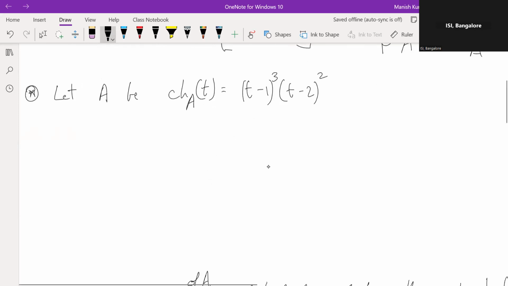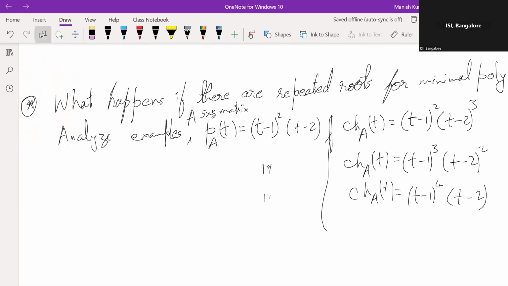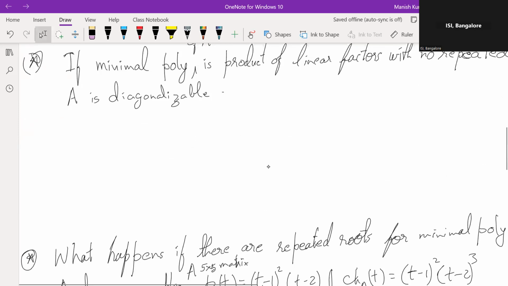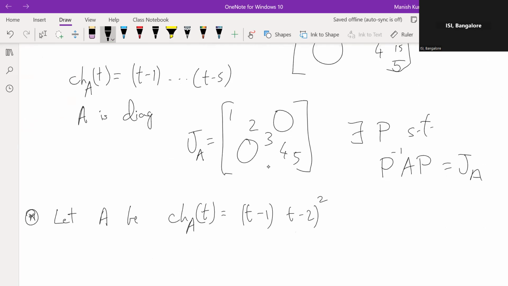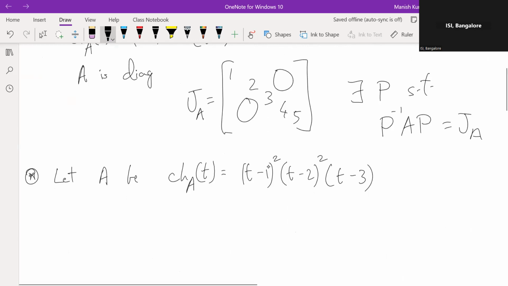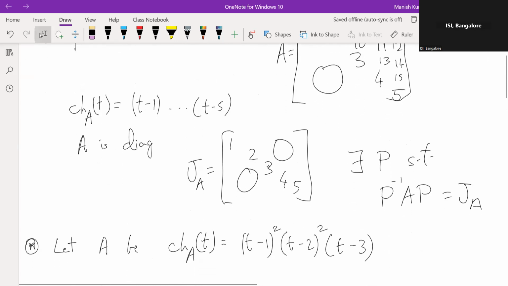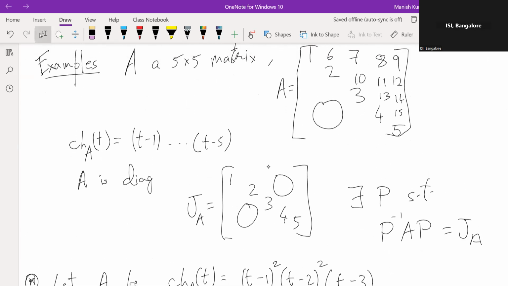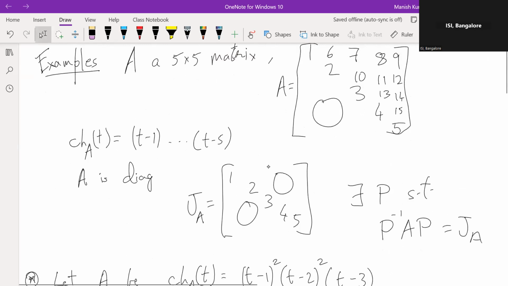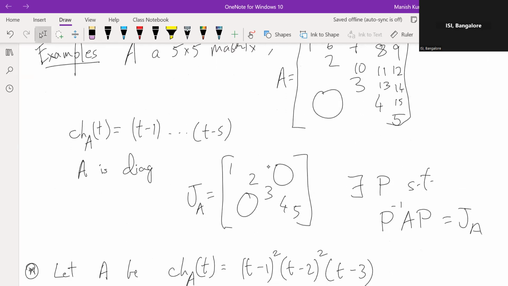I'll do maybe the simpler case first, where there are three distinct factors, and the more complicated one, with two factors, we'll do in a bit. Suppose you are in this scenario: the characteristic polynomial has to be of degree 5, and you can factor like this. So this can happen, right? If I replace this 5 by 1 and this 4 by 2, then we will have this scenario.